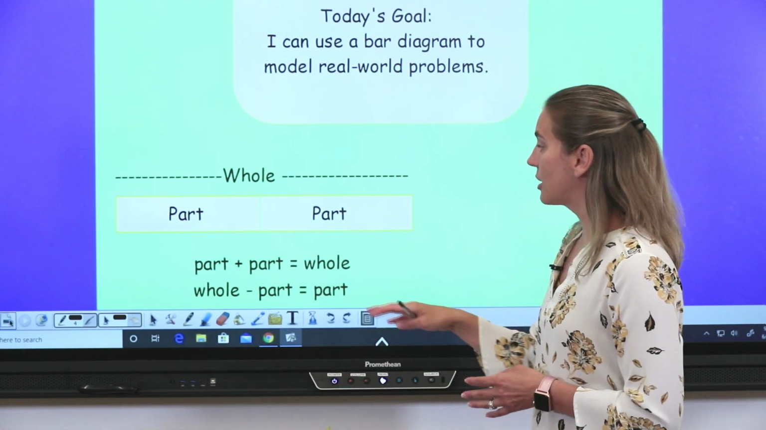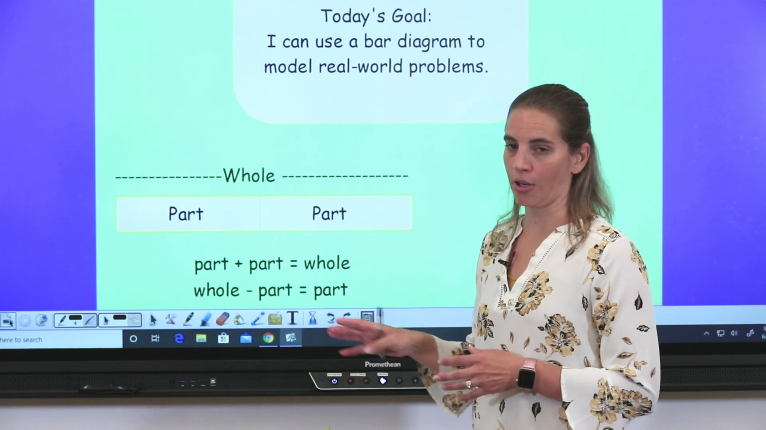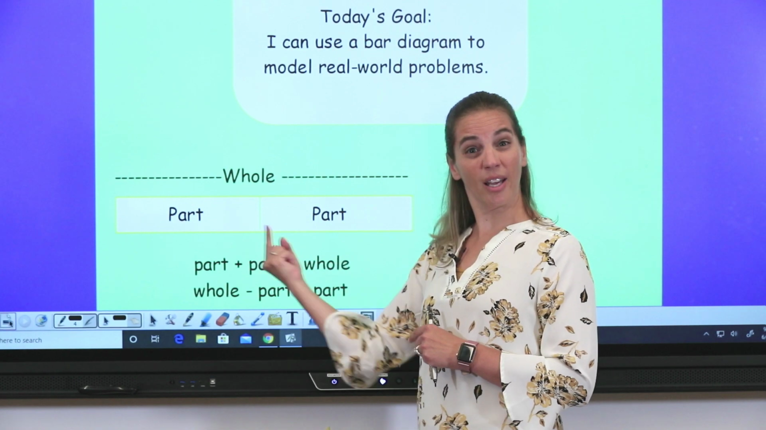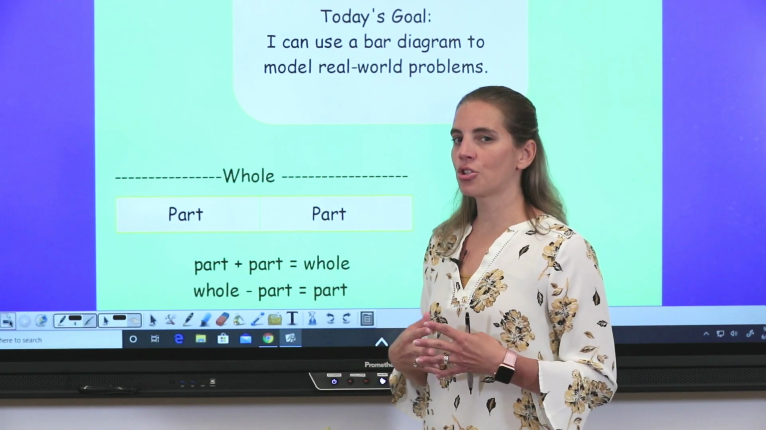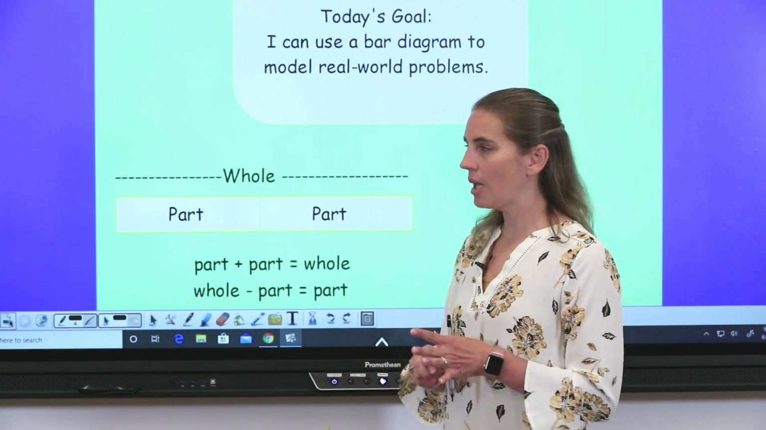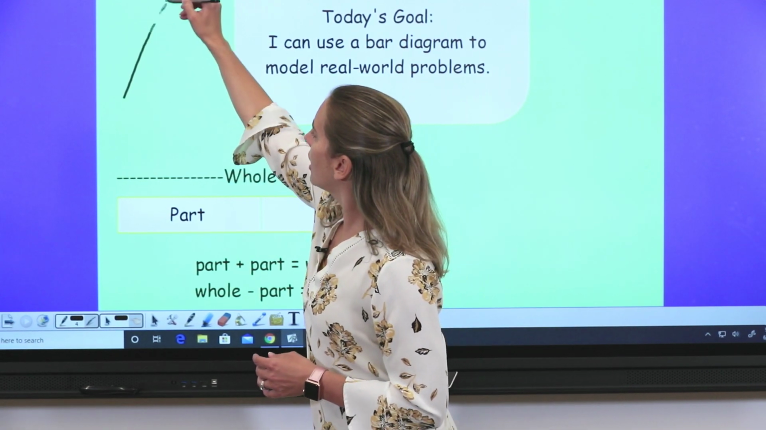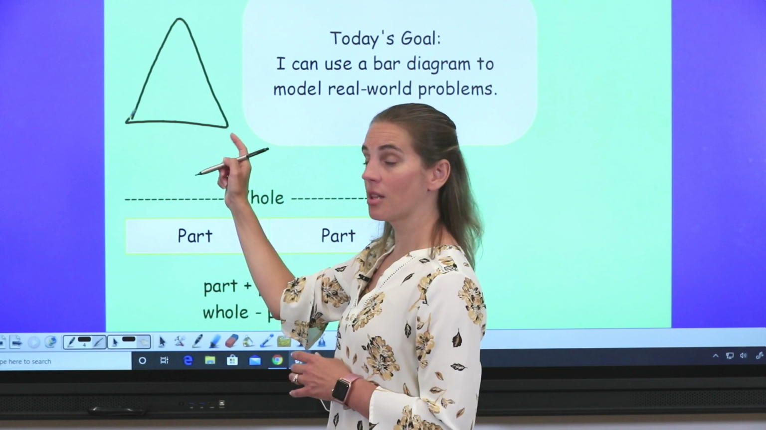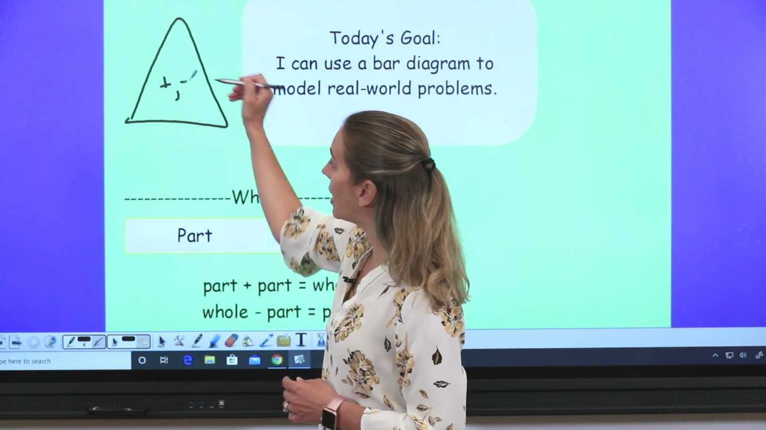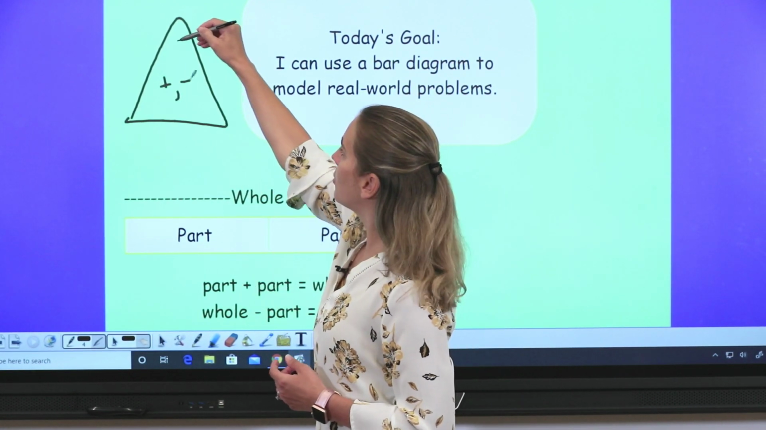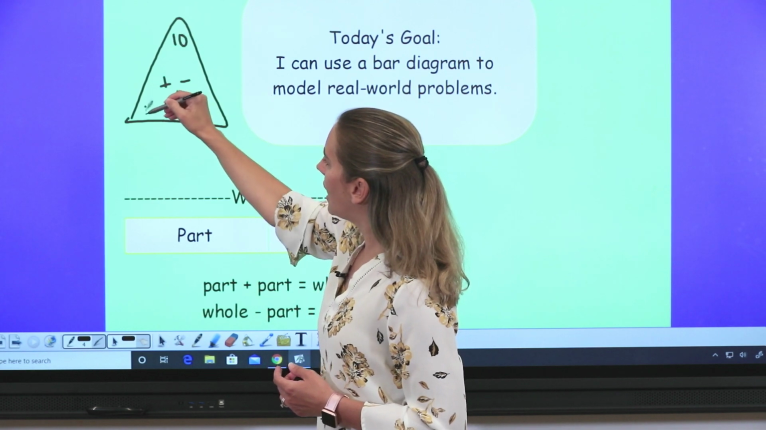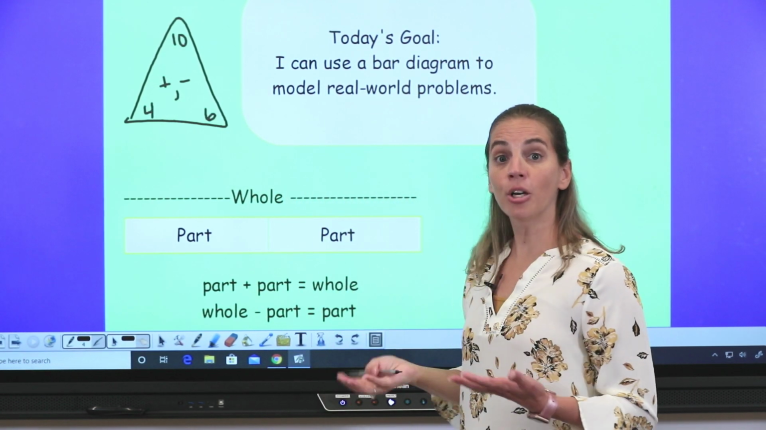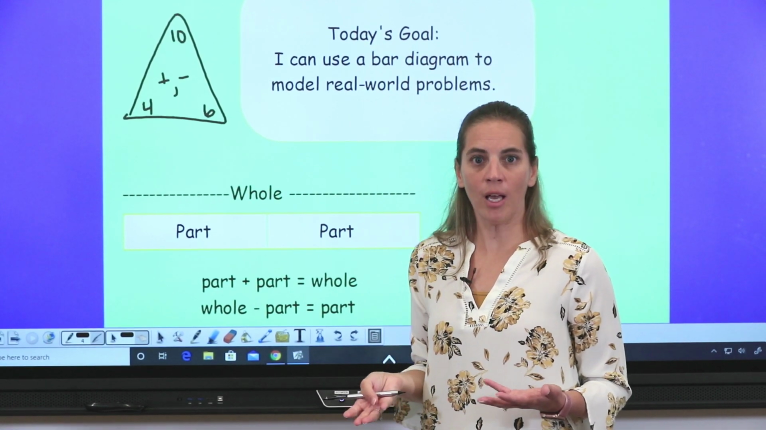The other thing that we're going to look at today is a bar diagram. This is a bar diagram, and we call it that because, well, it looks a little bit like a bar. Just like our triangles from last time, do you remember this triangle? Where we had a number at the top and 2 at the bottom, and there was a plus sign and a minus sign here. So for example, we might have had a 10 and a 4 and a 6. Do you remember that from last time? A bar diagram works exactly the same way.